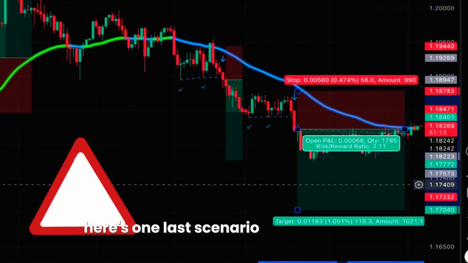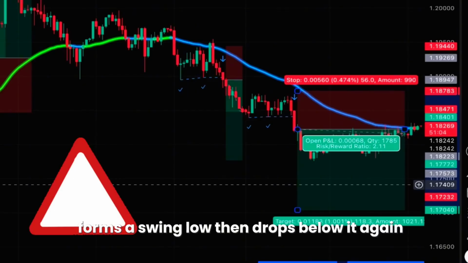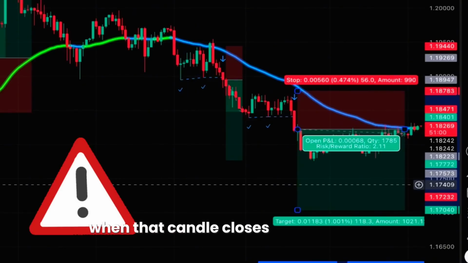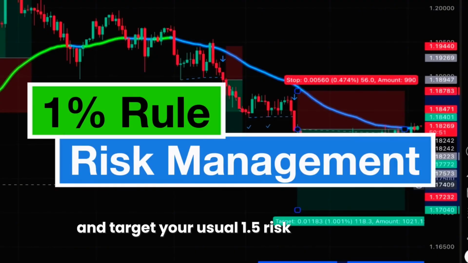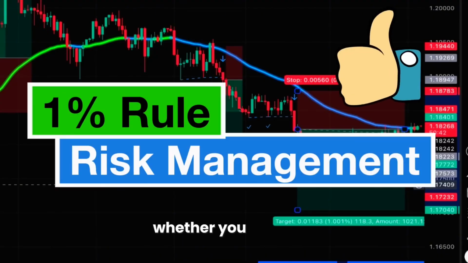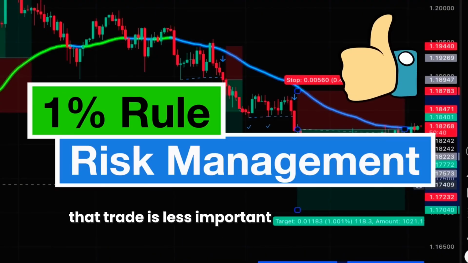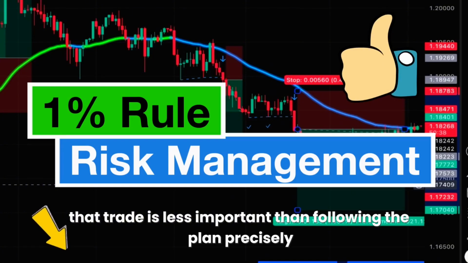Here's one last scenario. The line stays blue, indicating a downtrend. Price rises slightly, forms a swing low, then drops below it again. When that candle closes beneath the low, that's another potential short setup. You'd enter there, place a stop above the line, and target your usual 1.5 risk-to-reward ratio. Whether you win or lose that trade is less important than following the plan precisely.